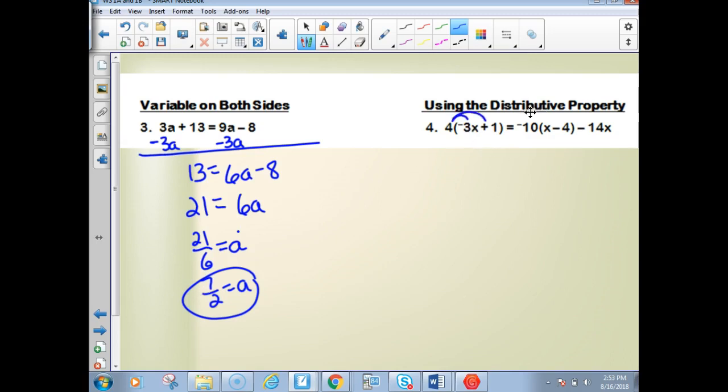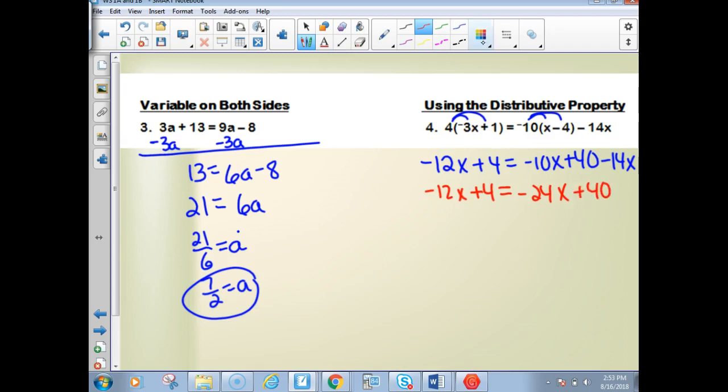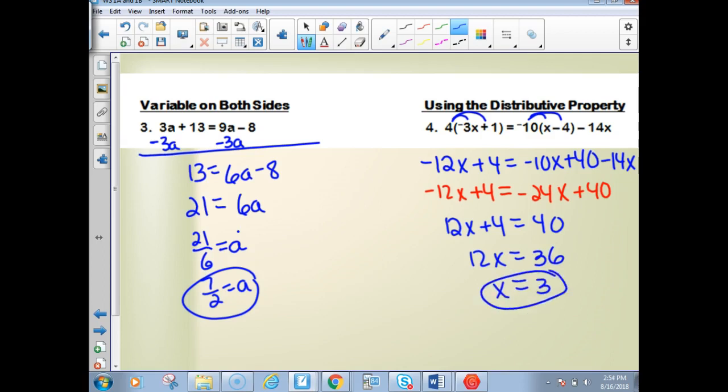Distributive property, just remember that you have to distribute to both terms within the parentheses, so you should have negative 12 times x plus 4 is equal to negative 10 times x plus 40 minus 14x, and that is your first step. The next step would be to combine your like terms on the right-hand side, which would be negative 24x plus 40. Then I would add 24x to both sides, which would give us 12x plus 4 equals 40. Subtract 4 from both sides and get 36 on the right, and 12x on the left, and divide by 12. And you should have a solution of 3.